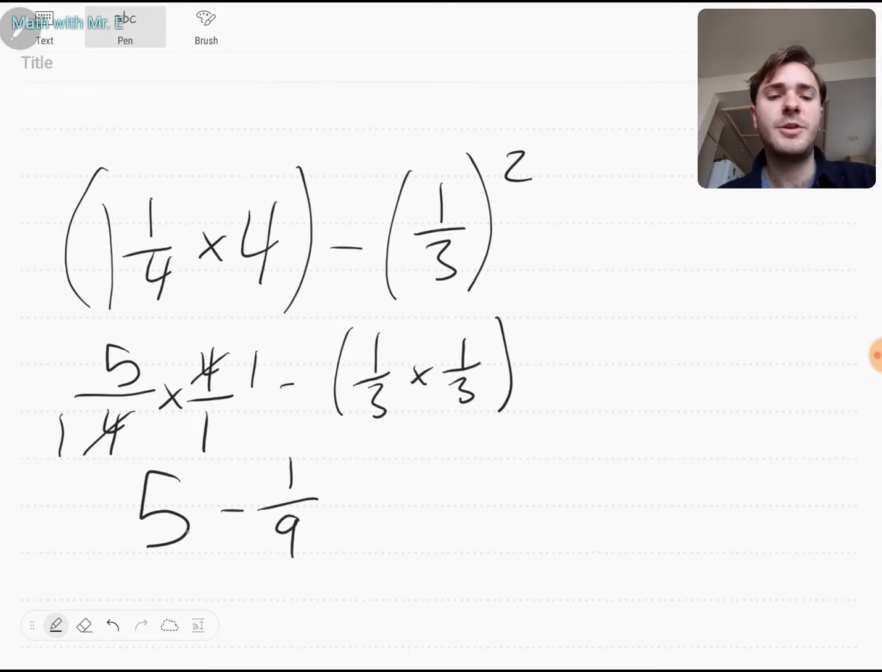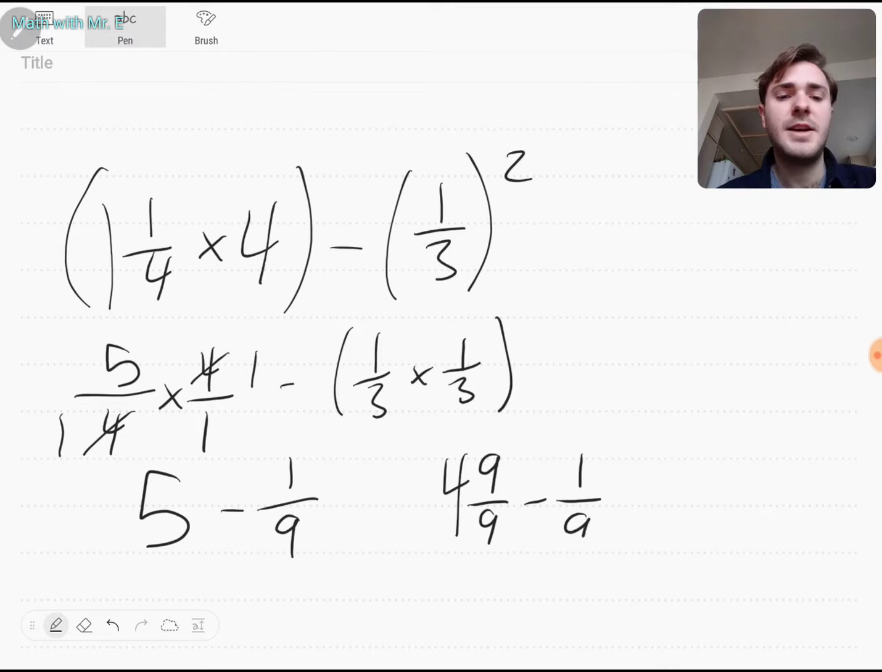So why don't we go ahead and regroup this 5 as 4 9/9, so that we can subtract 1/9 from that. And that'll leave us with 4 8/9.